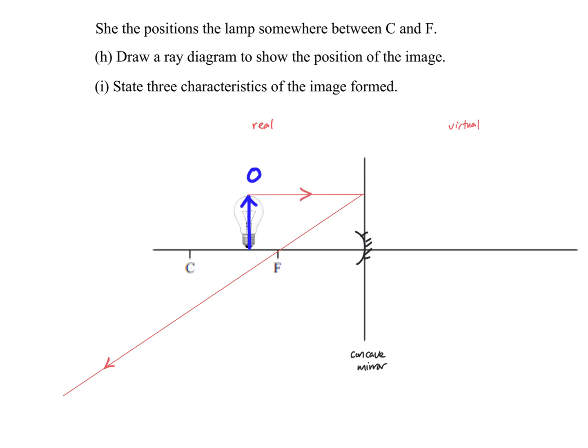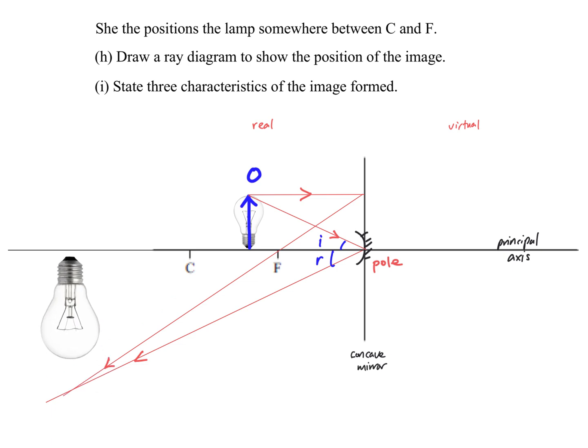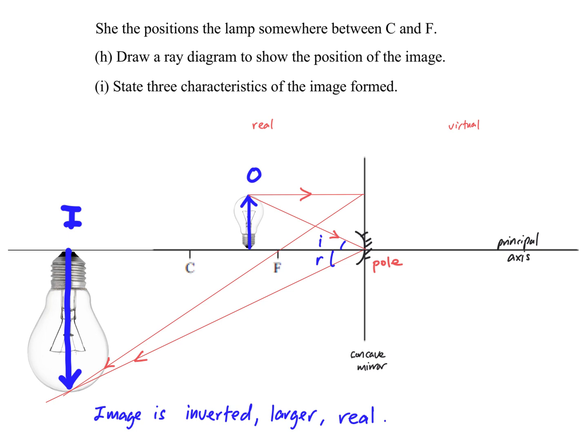And the light ray that is reflected off the pole of the mirror will be reflected at the same angle according to the law of reflection. And where the two reflected light rays meet, that's the position of the top of the image. And in this case, you can see that the image of the lamp is inverted, magnified, and real because it is formed by real rays that intersect each other.